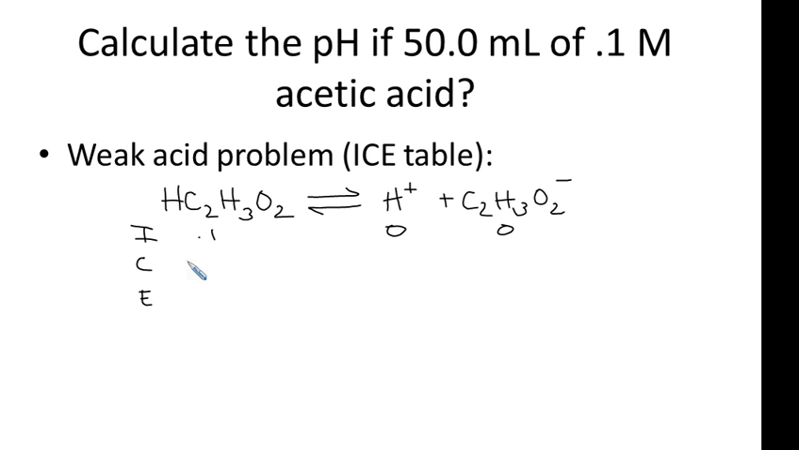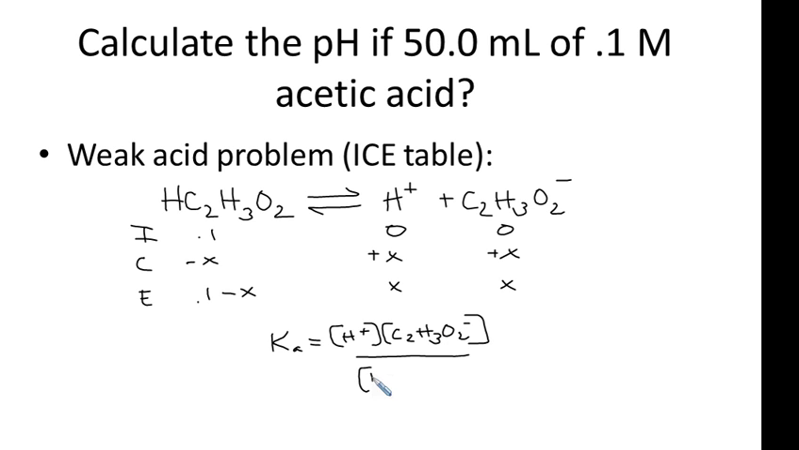Because this is a weak acid, a small amount of that acid will break up into its ions, and I will end up with equilibrium concentrations like so. I will then write my Ka expression, which is products over reactants raised to their coefficients, and I can look up the Ka value of my weak acid, acetic acid, which is 1.8 times 10 to the negative fifth.